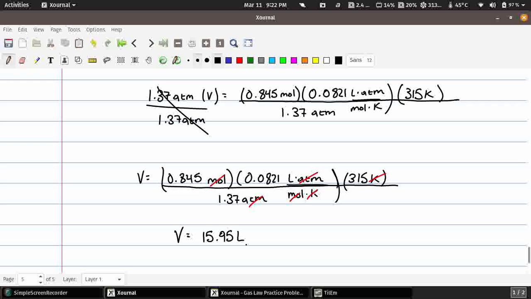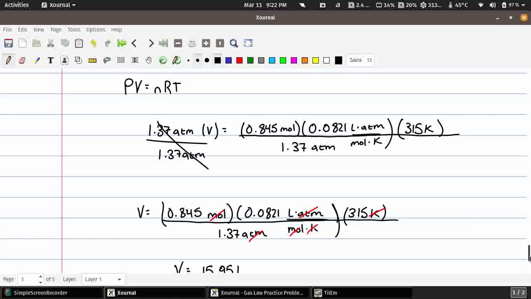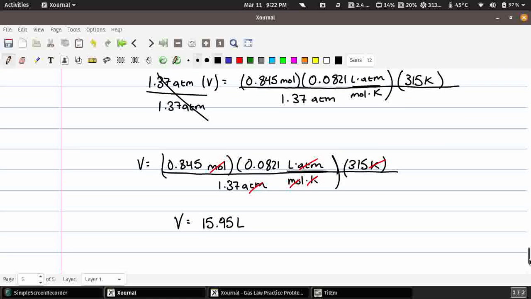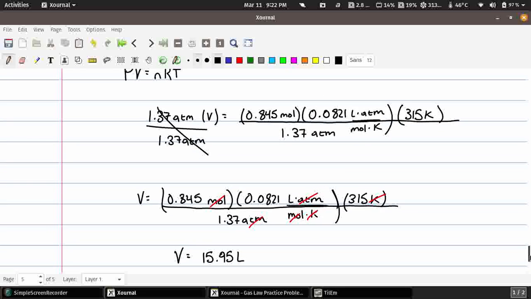And that's really it for using this equation. It was really simple, but there are going to be some more challenging problems that you're going to be practicing in class.